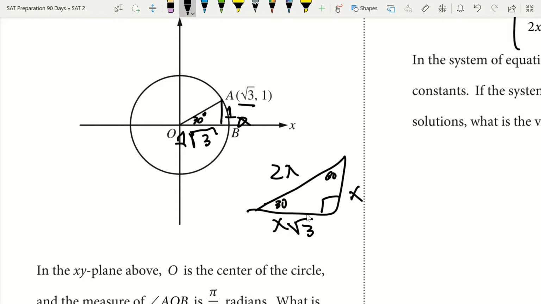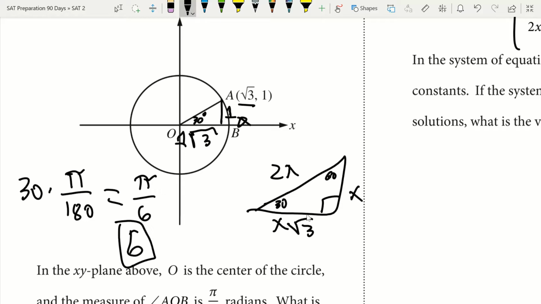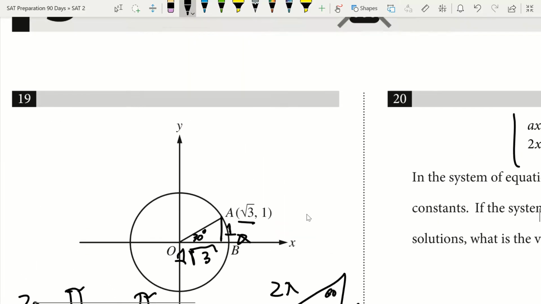Okay, if it's 30 degrees, we take that and multiply by the fact that we have pi per every 180 degrees, and we see that we're going to get our answer being pi over 6. So our answer there for A is going to be 6, right? That's going to be the value of that A right there. So 6 is going to be our answer for 19.